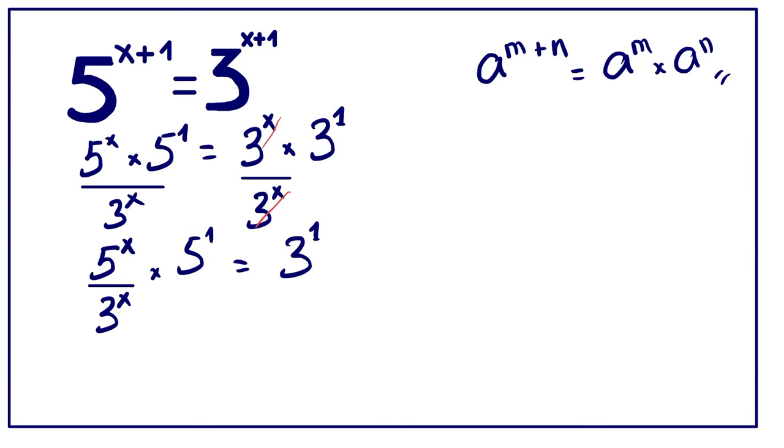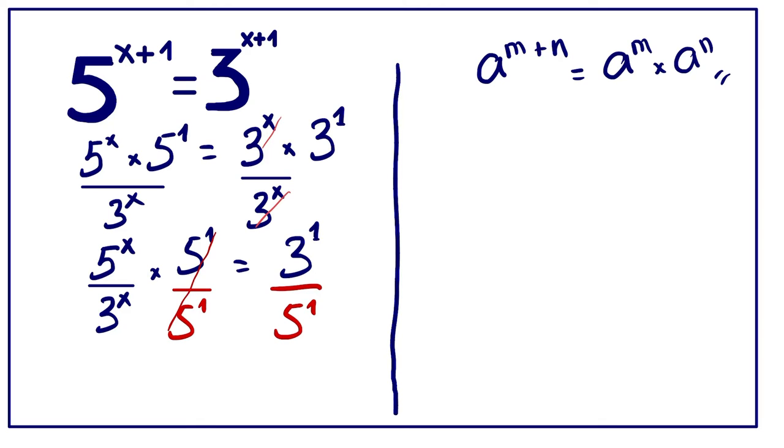As I said, we are trying to bring the like terms together. So the next step is to divide here by 5 to the power 1, which is the same as 5. If we divide by 5 to the power 1 and 5 to the power 1, they will cancel out here. So we'll be left with 5 to the power x over 3 to the power x should be equal to 3 over 5.